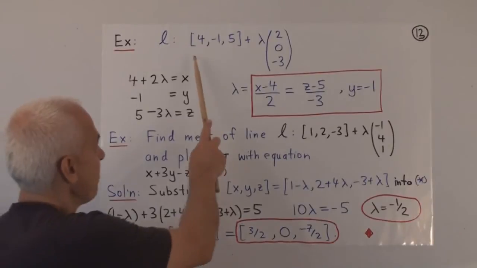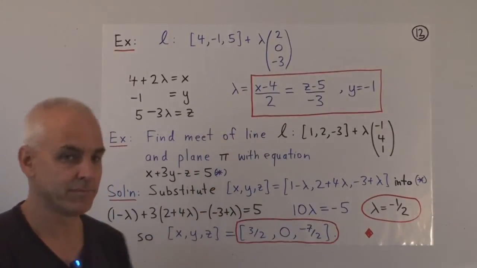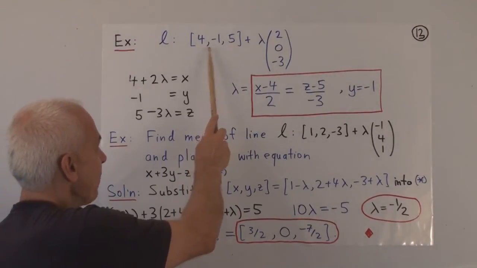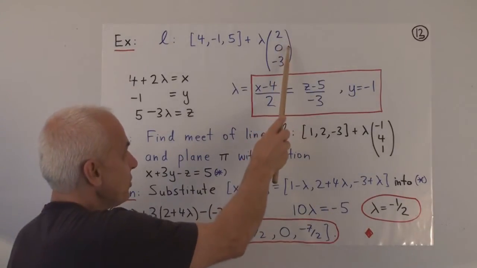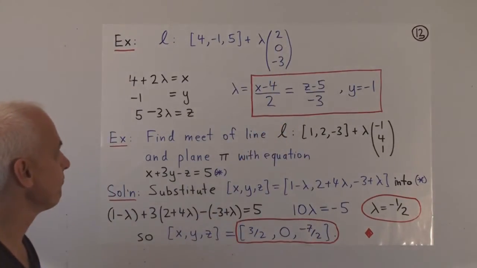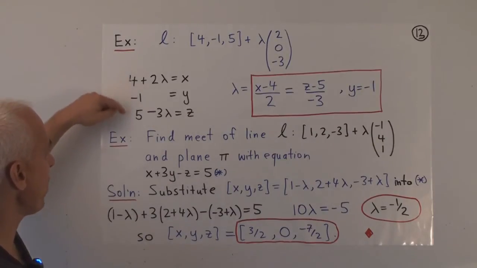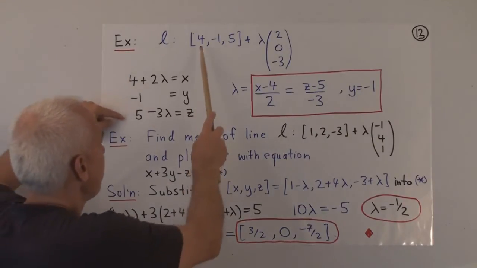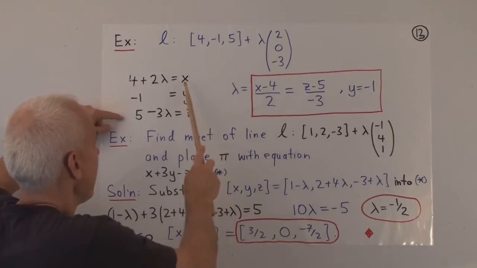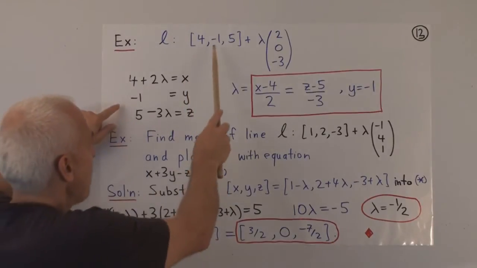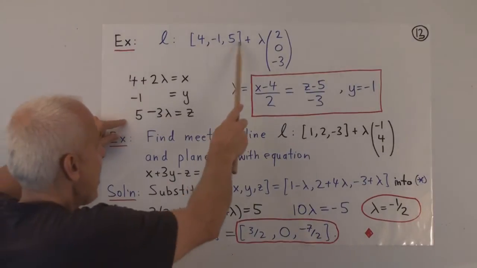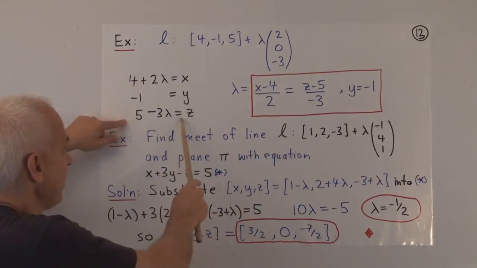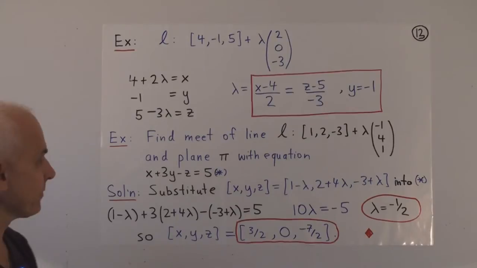So here's another parametric equation for a line. The line through the point (4, minus 1, 5) with direction vector (2, 0, minus 3). And I've written down the three equations. 4 plus 2 lambda equals the x-coordinate. Minus 1 plus 0 equals the y-coordinate. And 5 plus minus 3 lambda equals the z-coordinate.